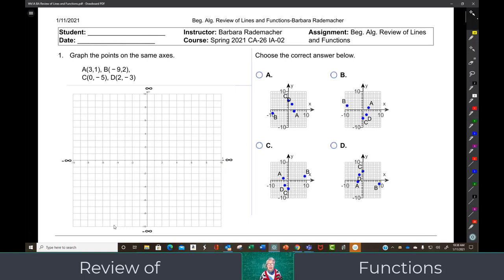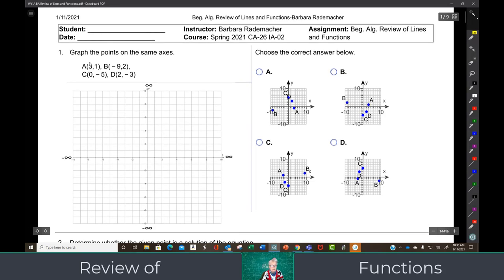First let's look at points. Here are four points, and what you're asked to do is find which graph shows the proper placement for all four points. Not everybody is up on graphing, so let's do it. A is the point 3, 1. The easiest way to explain it is, if you're graphing, to start at the center of the graph and go this many places.